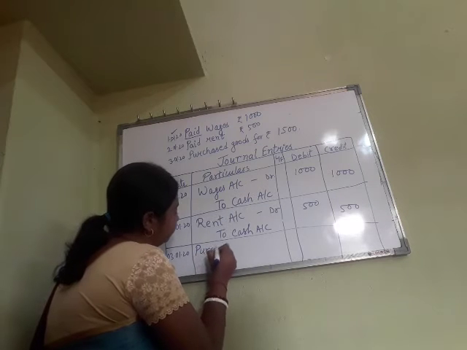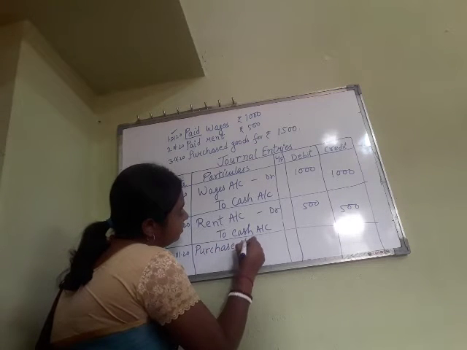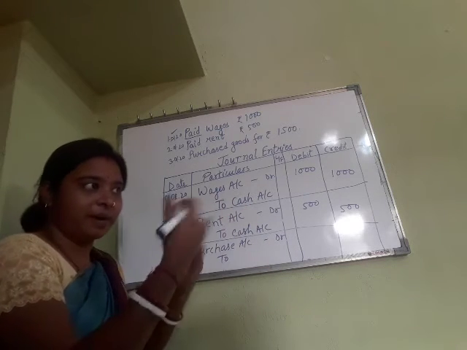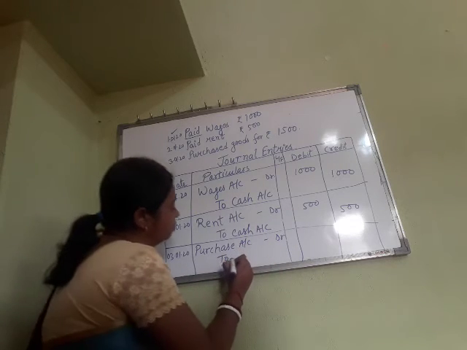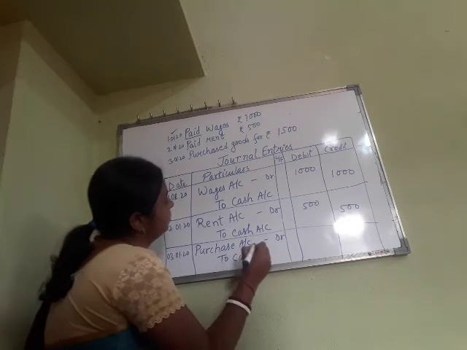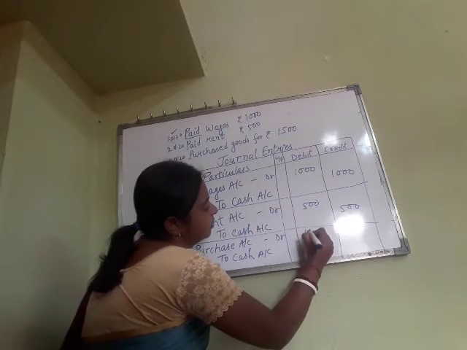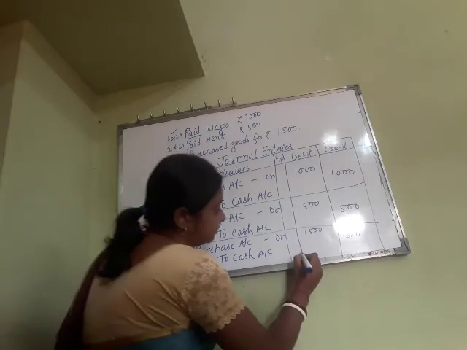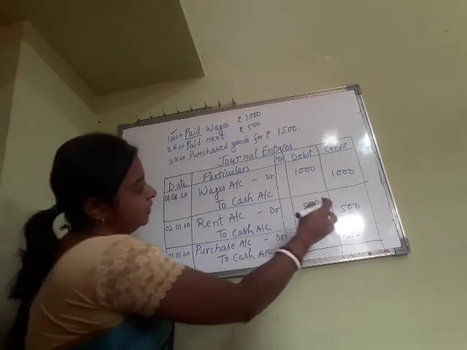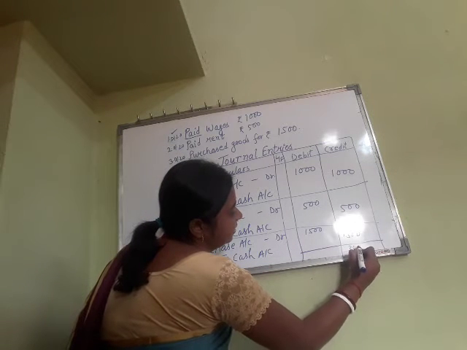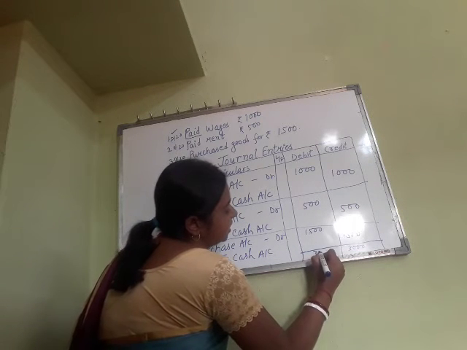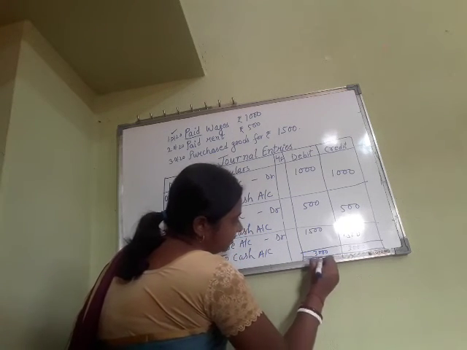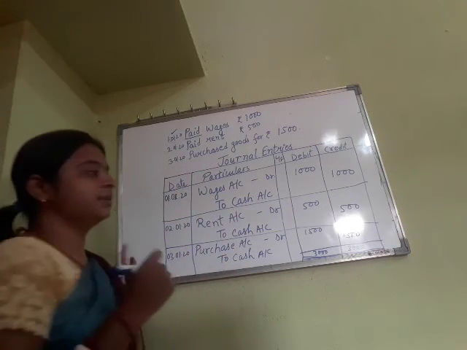Purchase account debit to again cash, because if we are buying something, we are paying cash. So to cash account. And the amount is 1500 here, 1500 and 1500. And at last we need to add it. See the total amount, 3000 this side and 3000 this side. Both sides we will have an equal amount, and you need to close it with a double line.